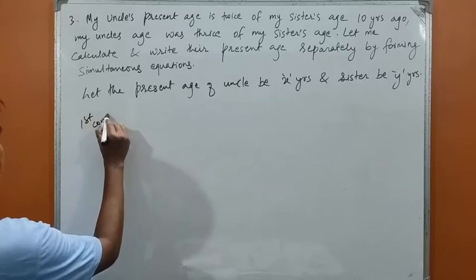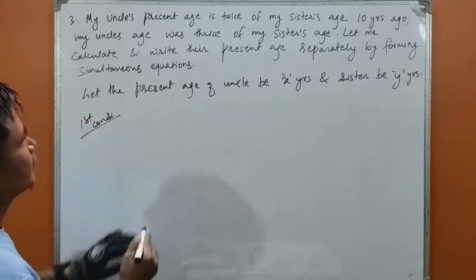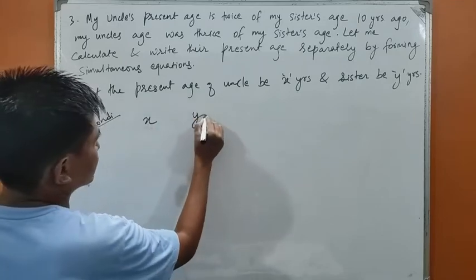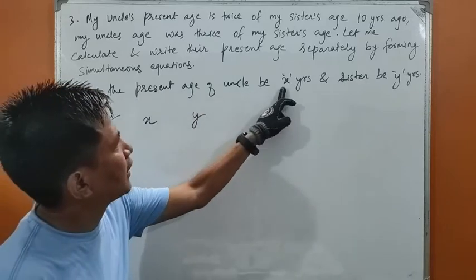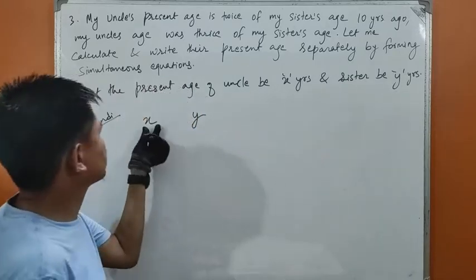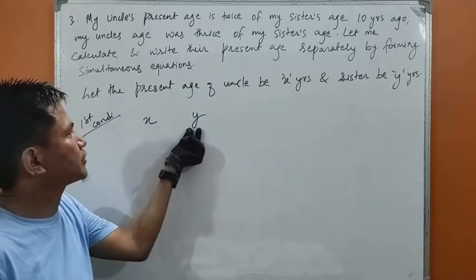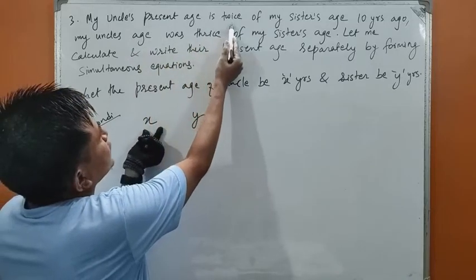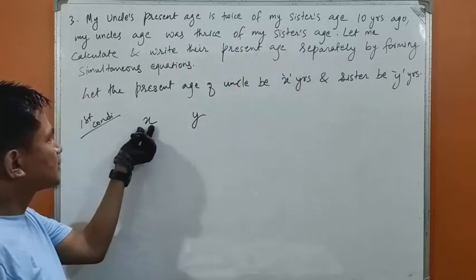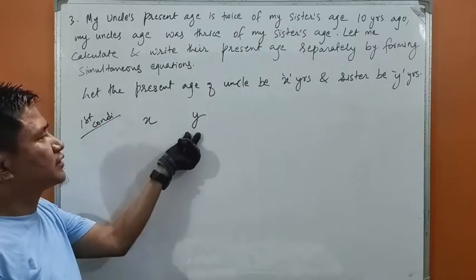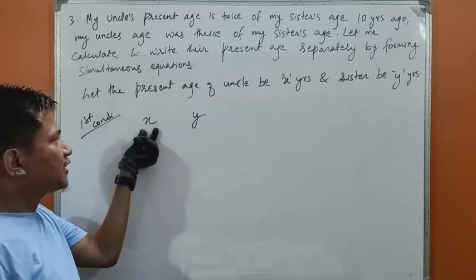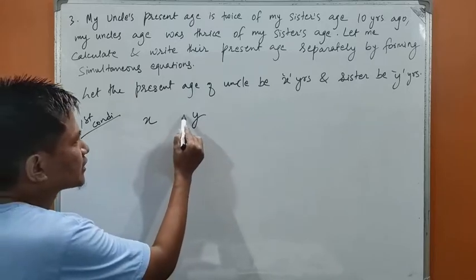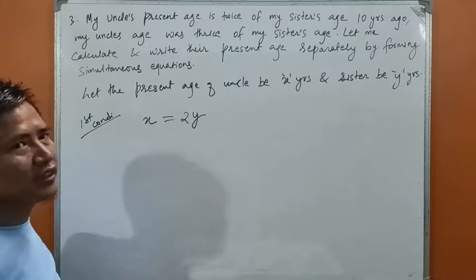First condition. This is the present age of uncle, x, and this is the present age of sister, y, isn't it? And the question is telling us that uncle's present age is twice my sister's age. That means uncle's age is 2 times more than sister's age. So if you multiply the sister's age by 2, these two can be equal, isn't it?